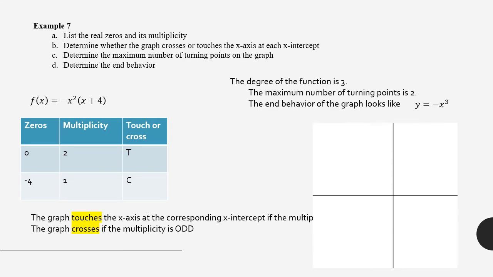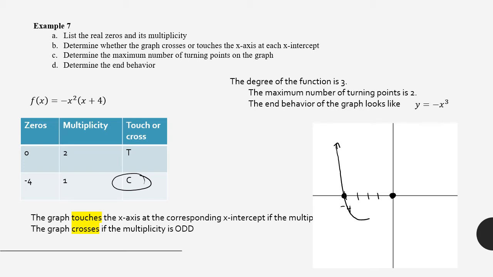And now we want to put it on the graph. Okay, so we need our x-intercepts. So we have (0, 0) and (-4, 0). Okay, and remember, these are just going to be a sketch of the graph. We start, because of the end behavior, up here in the second quadrant. I'm going to come down to the -4, and I cross.